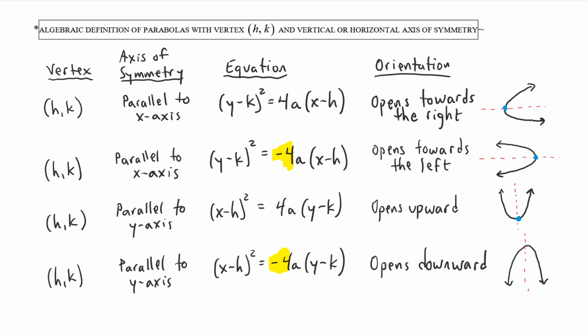So getting the hang of these four equations really isn't terribly difficult compared to some of the other things you'll be asked to do in your mathematical career. You're basically just looking to see: if y is squared, then it opens left or right. If x is being squared, it opens up or down. If there's a negative 4, it either opens down or it opens left, the two negative directions on the coordinate plane, the way we typically draw the coordinate plane.